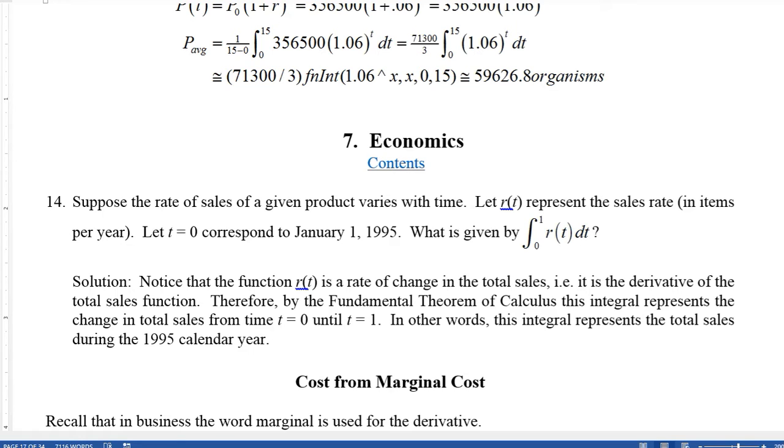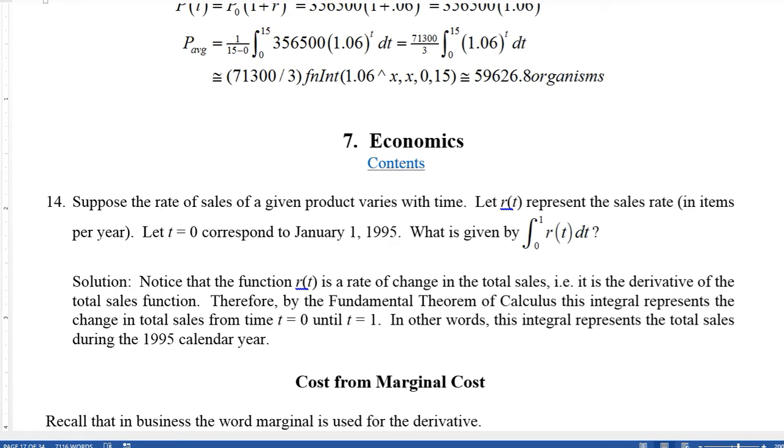So suppose the rate of sales of a given product varies with time. Let R of t represent the sales rate, in items per year. Let t equals 0 correspond to January 1, 1995. If we integrate R of t dt from 0 to 1, what does that mean in the real world?